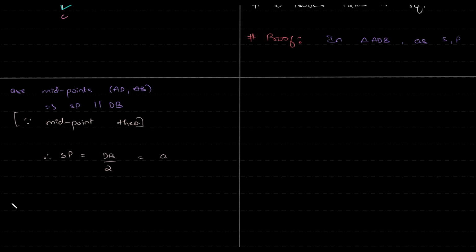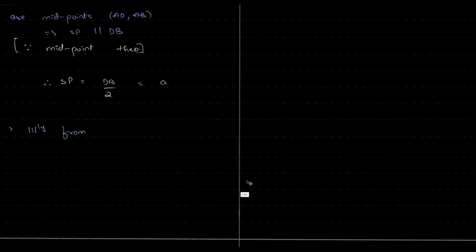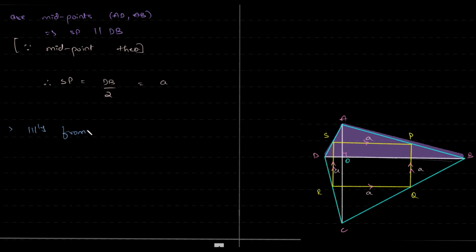So for that, we'll tell similarly from triangle. So let me copy this off. No point in going back and forth. Okay, let that be there. Similarly from triangle DBC, we have RQ being parallel to DB, and RQ is equal to half of DB. So this will be equal to A.